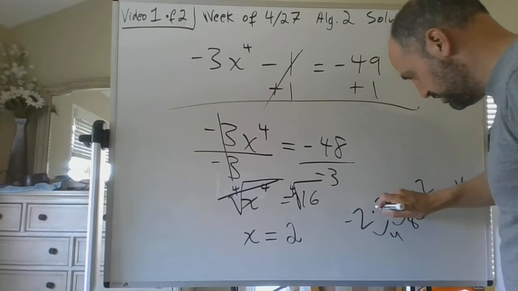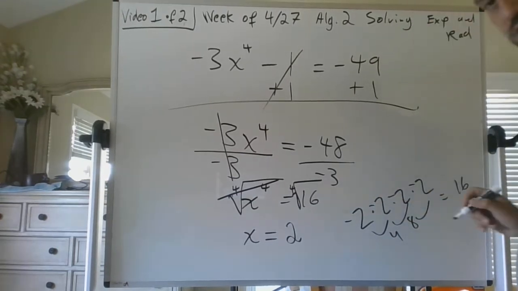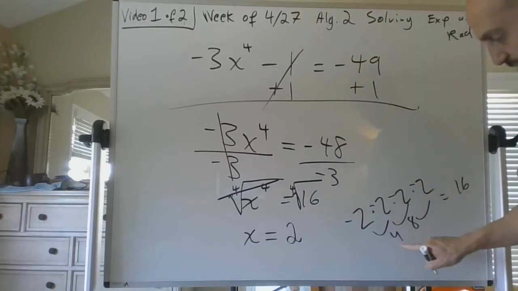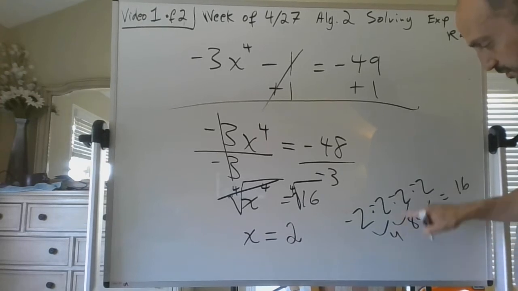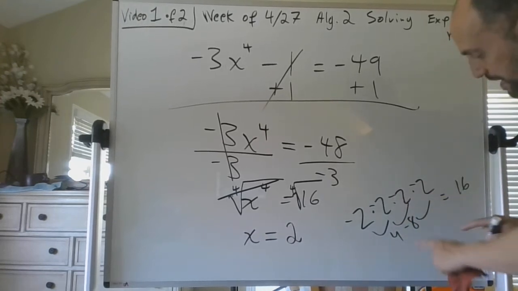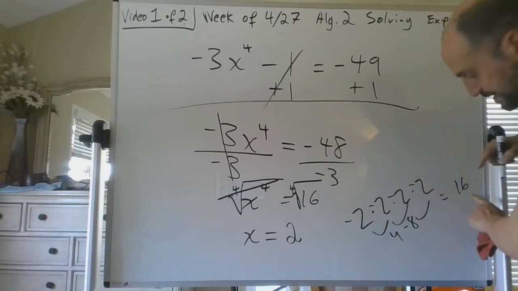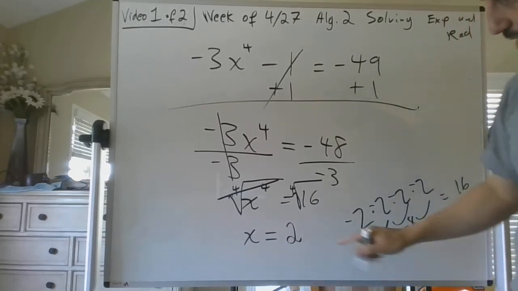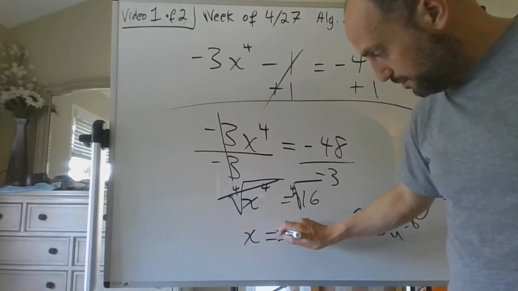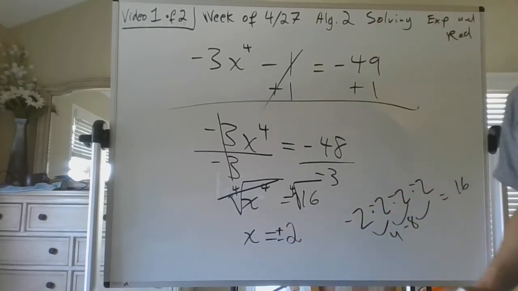Negative 2 also works. Negative times negative is positive 4. Positive 4 times negative 2 is negative 8. But then negative 8 times negative 2 is still positive 16. So again, we're going to put plus or minus 2 because technically they both work.